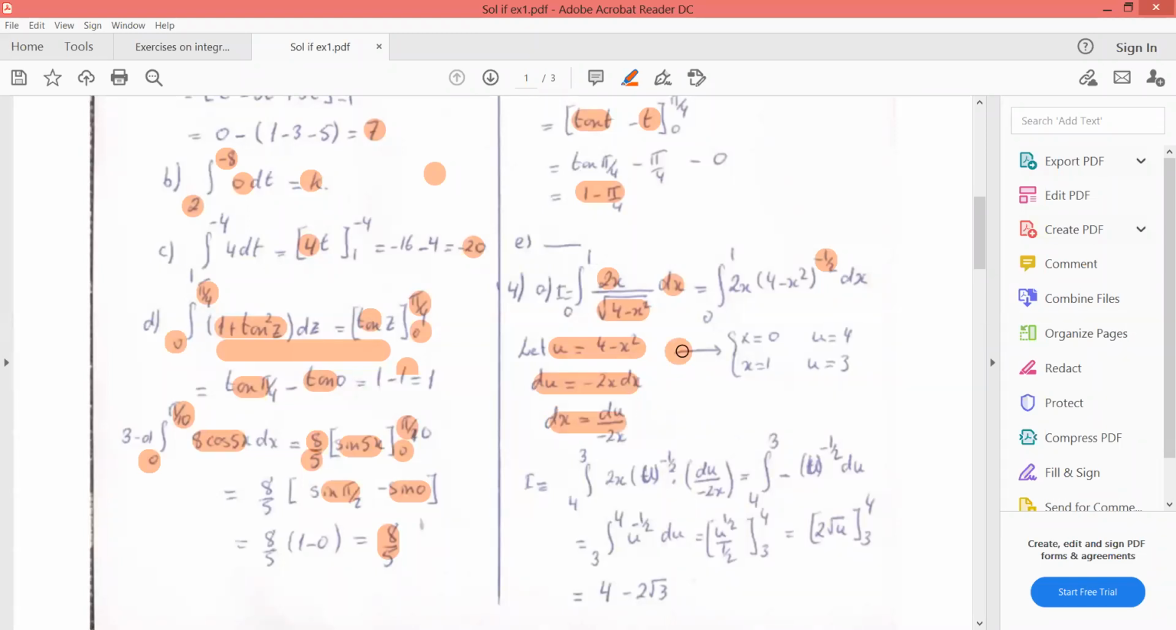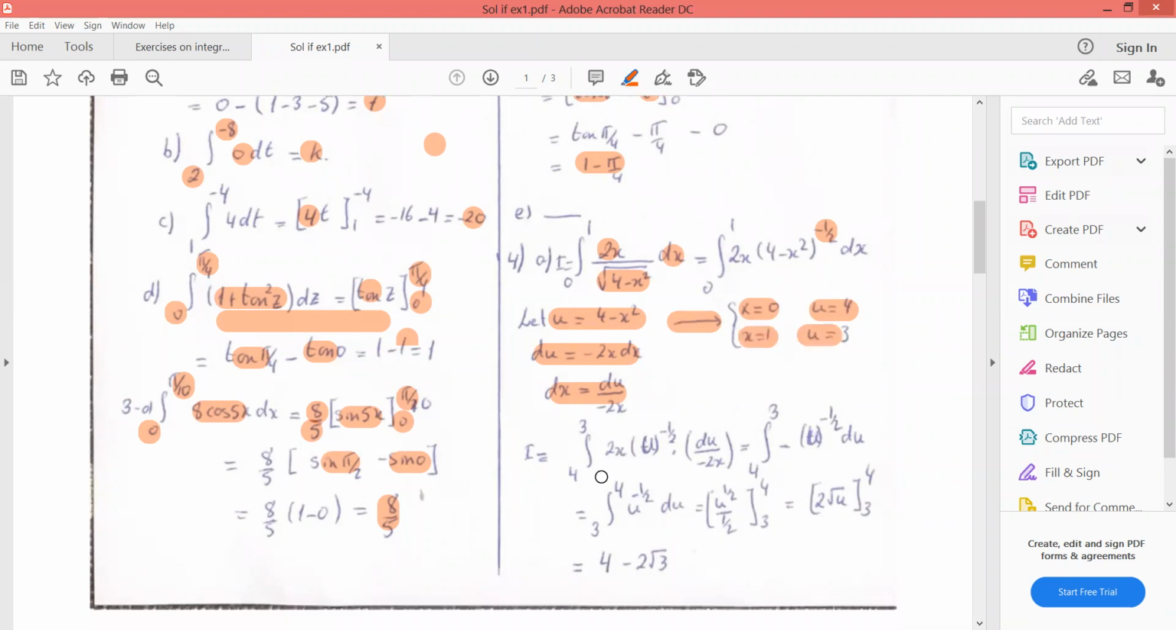Always pay attention that you have to change the bounds. For x equal to 0, u equals 4 minus 0, which is 4. For x equal 1, u equals 4 minus 1, which is 3. So I equals the integral, 0 is changed into 4, and 1 is changed into 3.